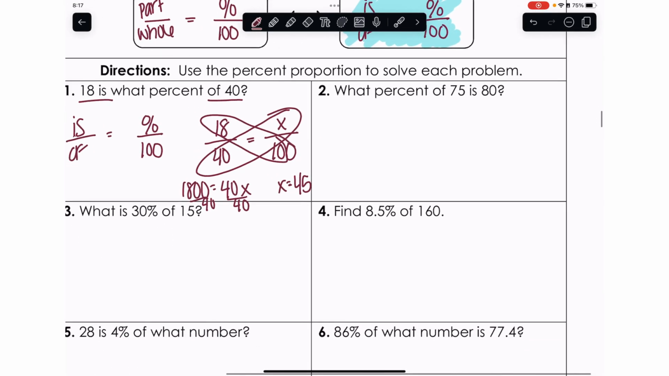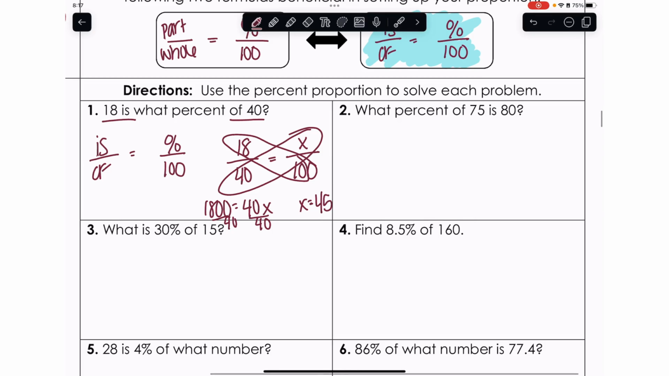Okay? So I know that that's maybe a little weird right off the bat, so let's try that again. And I think once we get this page done, you'll start getting used to how it's going to get set up. So number 2, what percent of 75 is 80? So my question again is what percent? So if I set up my percent proportion, I don't know what percent. I don't see a percent symbol in this problem. So that's what I'm trying to find. If you see a percent symbol, then that number has to go in for your percent. But I don't even see that.